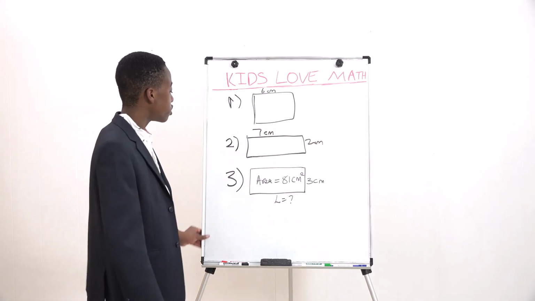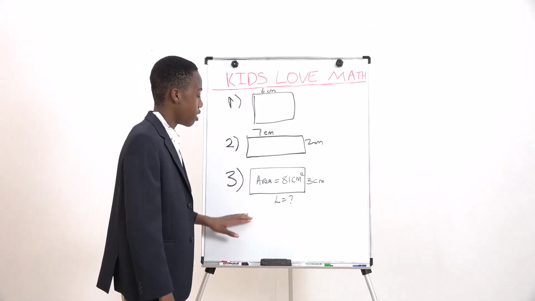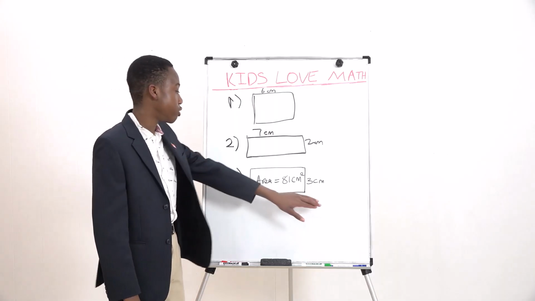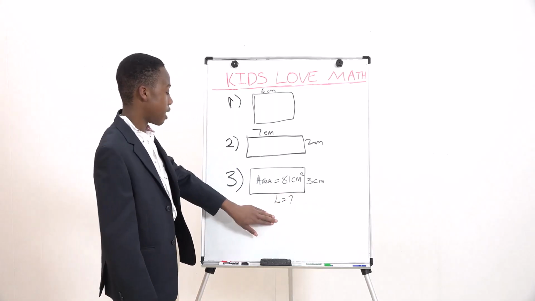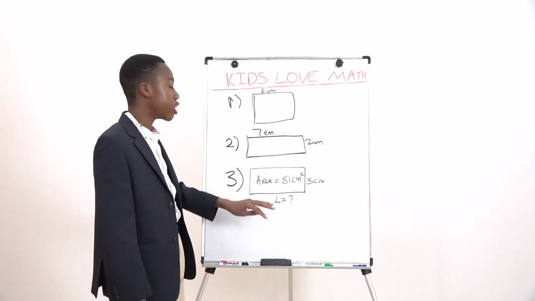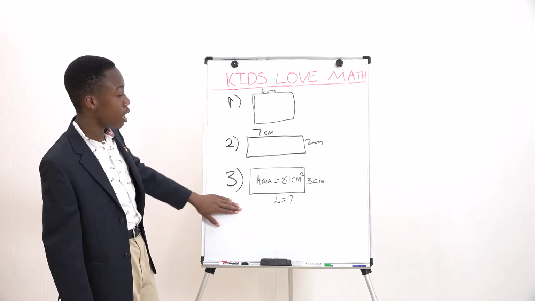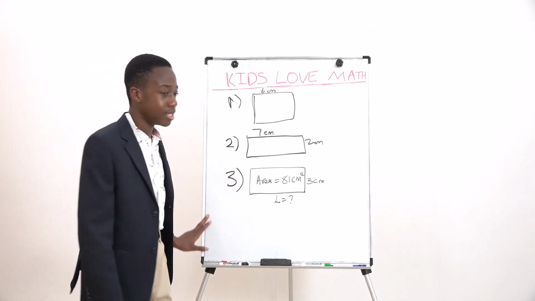For the third question, this time I gave you the area as 81 centimeters squared, and I gave you the width, which is 3 centimeters. What is the length? That is unknown. You're going to try to solve for it, and I'll solve these questions in the next video.